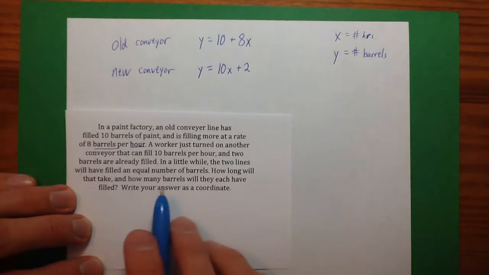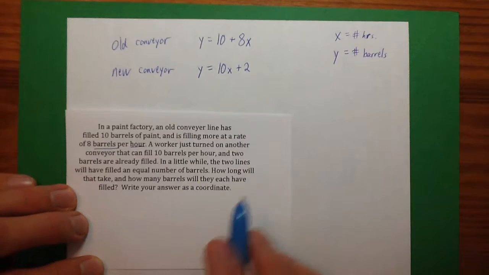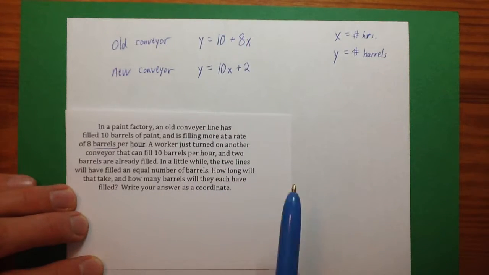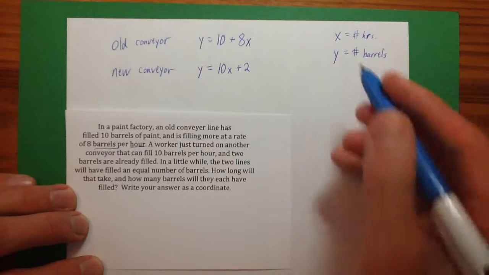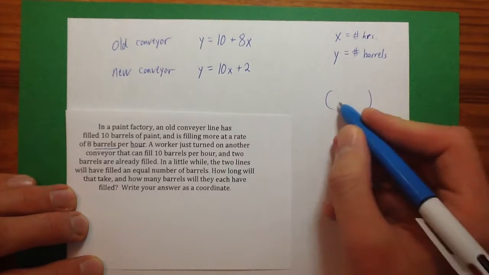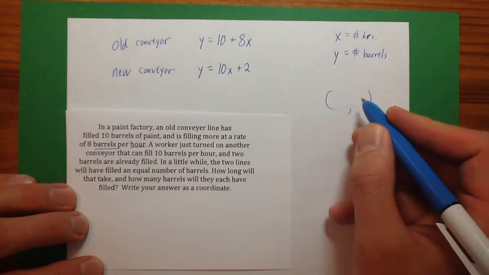In a little while, the two lines will have filled an equal number of barrels, so we're going to solve this system of equations, and when we do, we'll know how many hours it took to fill the same amount of barrels, and we'll write the answer as a coordinate, x and then y, which would be the number of hours and the number of barrels.